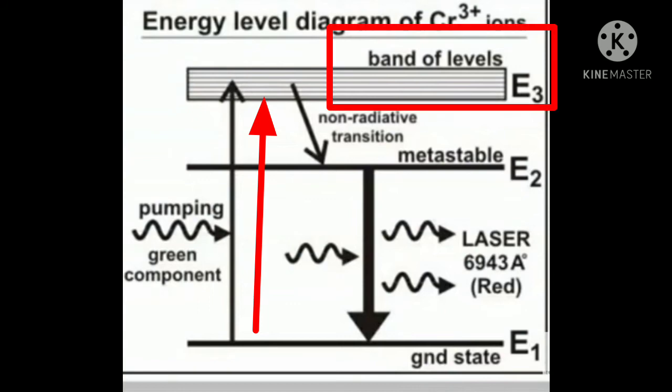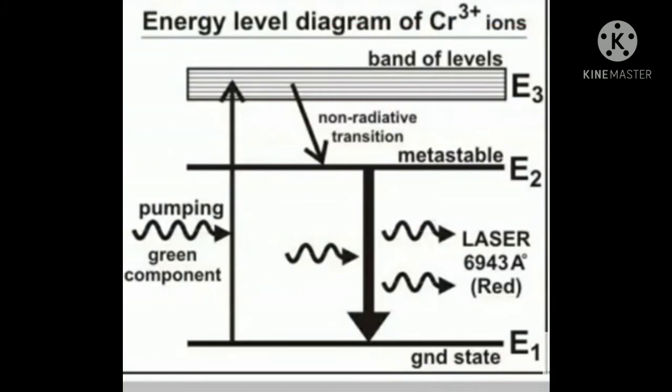bands of level E3. So here, these are bands, not a single band. Here it involves a lot of bands of energy E3. So by pumping atoms from the ground state, or ground level E1, towards the band of level E3, after some time some of the chromium 3 positive ions will start making a non-radiative transition from level E3 to level E2. So E2 is a metastable state.